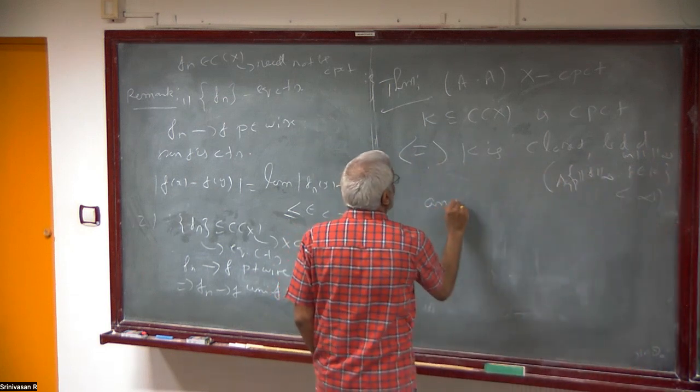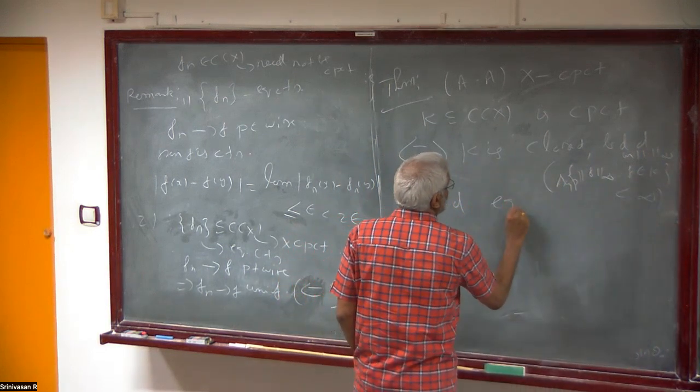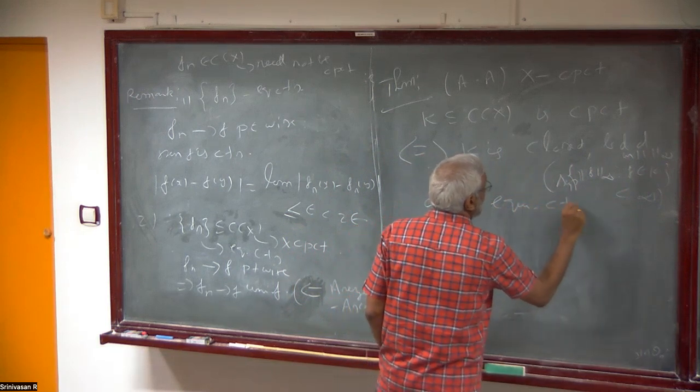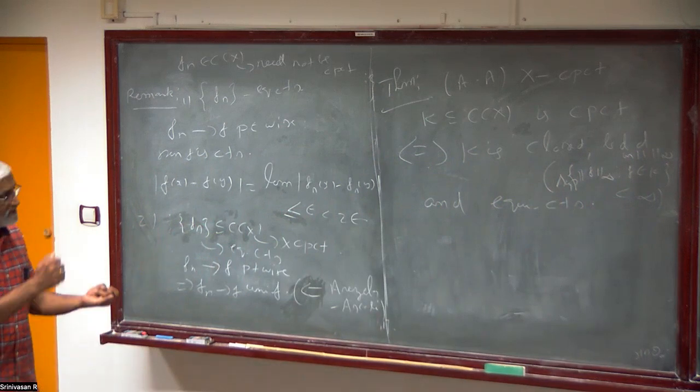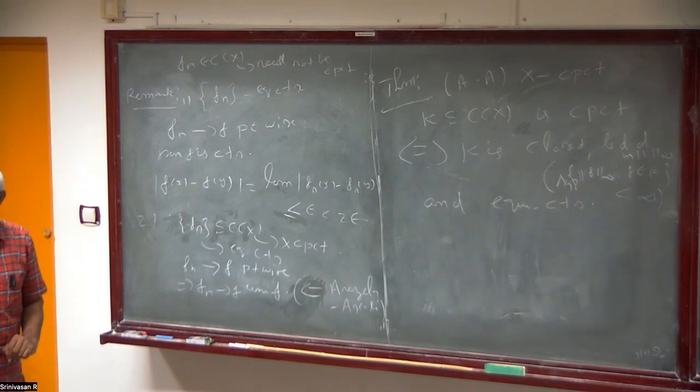And the collection K is equicontinuous. That's all. This is only one more condition, equicontinuous.